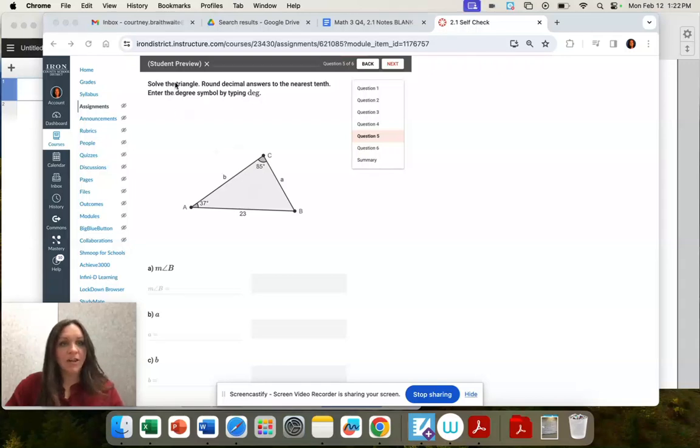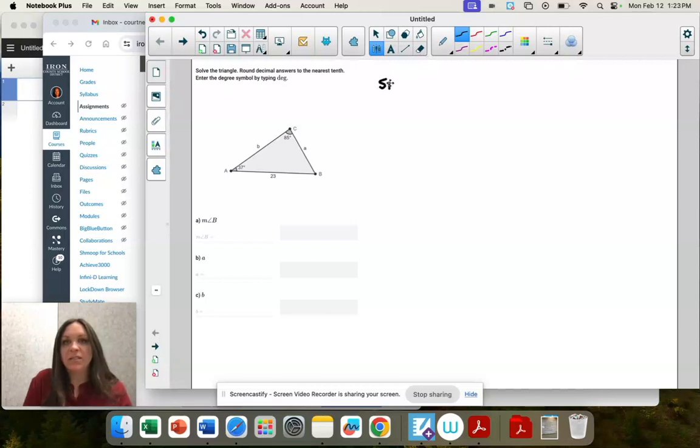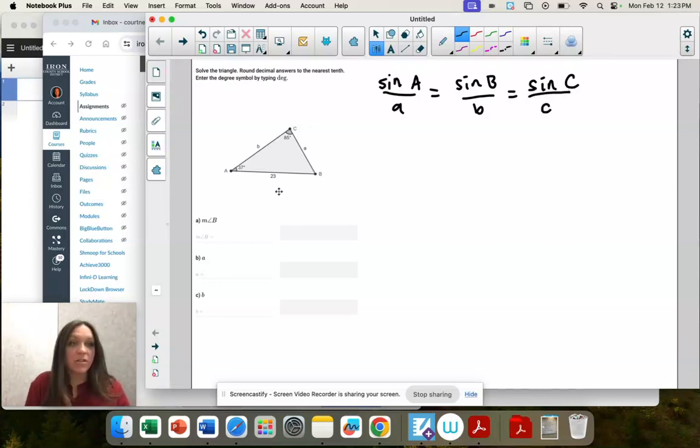All right, question 5, we want to solve the triangle, rounding to the nearest tenth. So we are using law of sines. I'm just going to write out law of sines. We take sine of angle A over side A, sine of angle B over side B, and sine of angle C over side C. This is not a right triangle, but the angles still add to 180.